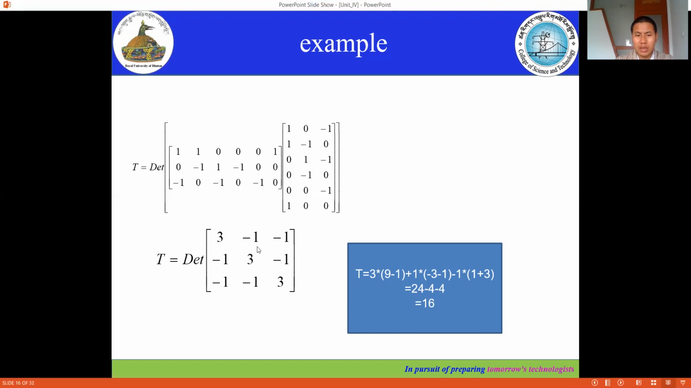In the second example, we already have the reduced matrix, but for the first example, only the graph is given. So from the graph, you have to determine the incidence matrix. From the incidence matrix, you have to determine the reduced matrix, and then from the reduced matrix, you have to substitute in the given formula.